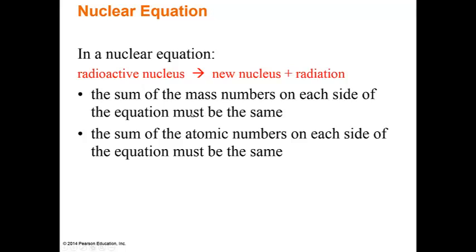The sum of the mass numbers on each side of the equation must all be the same. So if I let off something like 2 mass units, that means the other side has to somewhere find those 2 mass units. So both sides have to be equal. The sum of the atomic numbers on each side of the equation must be the same.